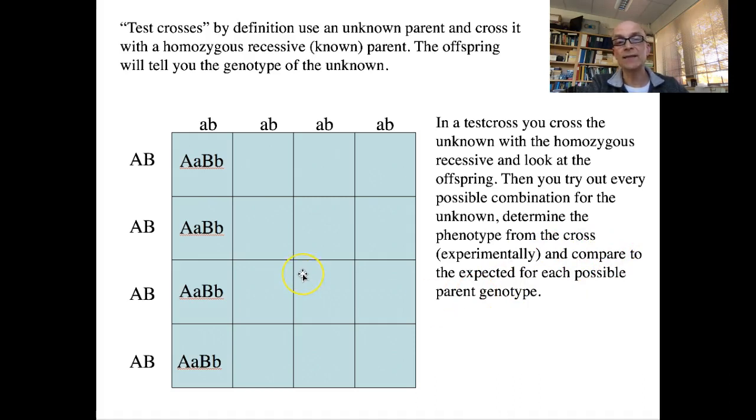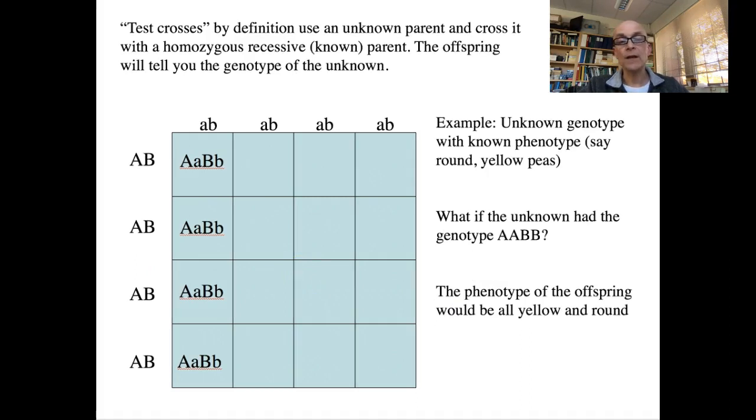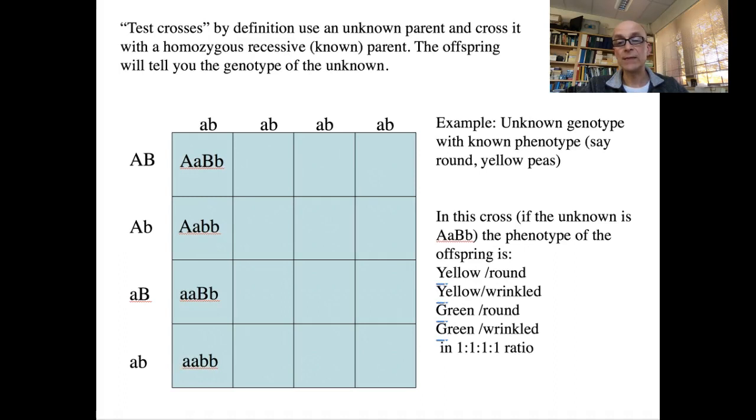So if we had done this experiment and we got 400 seeds back, and all of these seeds were sorted, and we find that we have about 100 that are yellow and round, and 100 that are yellow and wrinkled, and 100 that are green and round, and 100 that are green and wrinkled, then this ratio fits. And so therefore, the probability that this is what the unknown is very high, because that's really the only way how we can get that kind of ratio of phenotypes in the next generation.